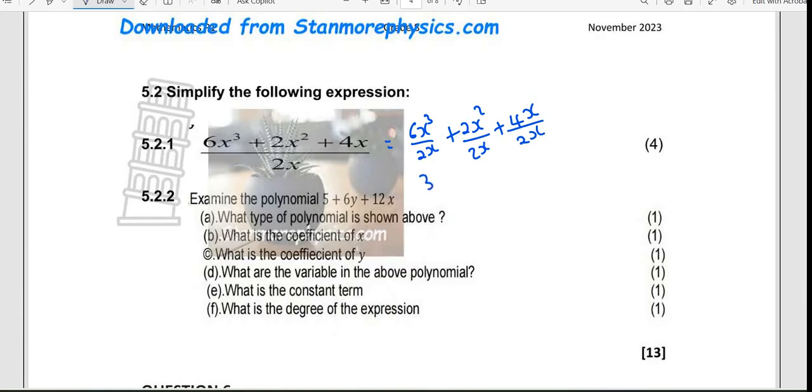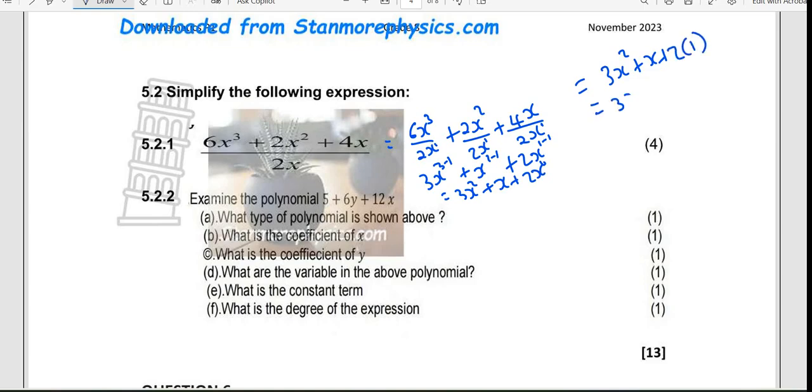6 divided by 2 is going to give me 3x to the power 3 minus 1, because we have 1 here. If we don't have an exponent, then we put 1. Plus 2 divided by 2 is 1, so it's x to the power 2 minus 1. And then 4 divided by 2 is going to be 2, x to the power 1 minus 1. Therefore, the answer is going to be 3x squared plus x plus 2x to the exponent of 0. X to the exponent of 0 is 1. Then the final answer is going to be 3x squared plus x plus 2.